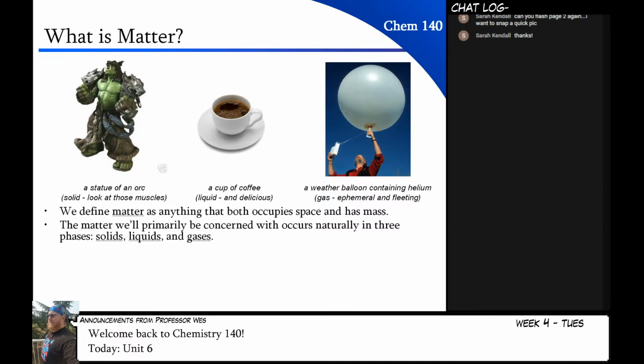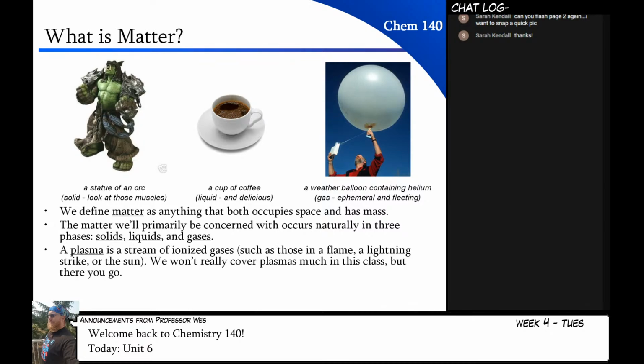So the 3 phases, again, we've listed them here: solid, liquid, gas. There are additional phases that are present in the universe. For example, a plasma is very common. The sun is a plasma. Fire is a plasma. Lightning strikes are plasma. You can apparently create plasmas in your microwave. I didn't know that. We're not going to really talk about plasmas that much in this class, but they exist.